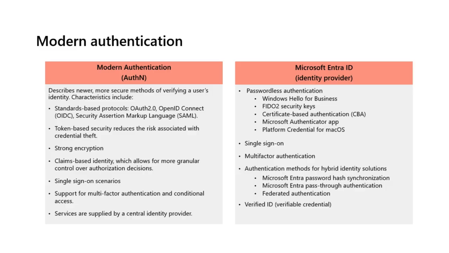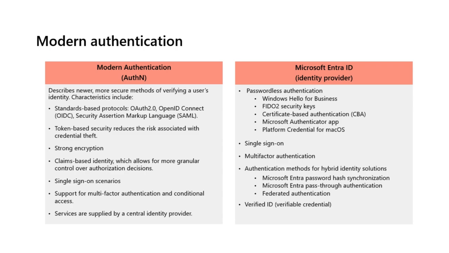Modern authentication describes newer, more secure methods of verifying a user's identity. Characteristics include standards-based protocols: OAuth 2.0, OpenID Connect (OIDC), Security Assertion Markup Language (SAML); token-based security, which reduces the risk associated with credential theft; and strong encryption. Microsoft Entra ID, Microsoft's cloud-based identity provider, supports modern authentication methods and capabilities.